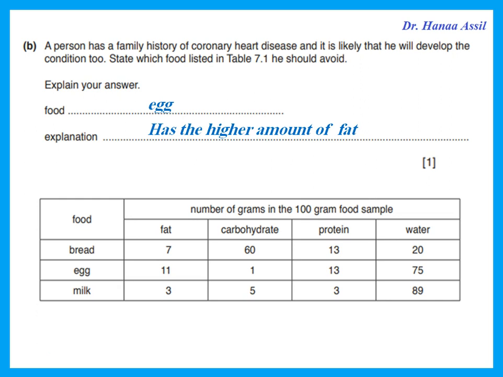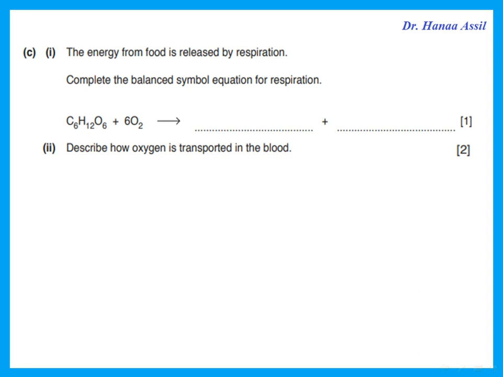Eggs have a higher amount of fat, so this is the one that is more likely to lead to coronary heart disease. The energy from food is released by respiration. Complete the balanced symbol equation for respiration. So you should know that respiration is glucose plus oxygen to give carbon dioxide plus water, and this is the balanced equation.